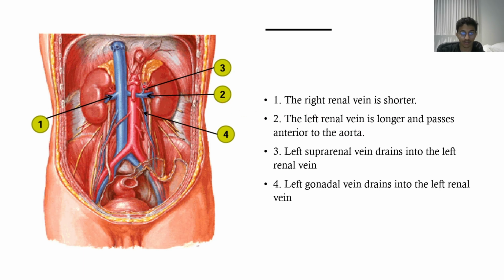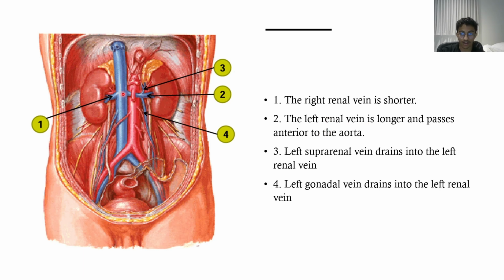Now, special notes about the inferior vena cava: the right renal vein is shorter than the left renal vein. Like we said, the aorta is a bit on the left, the inferior vena cava is a bit deviated to the right. So it makes sense that the left renal vein is longer and the right renal vein is shorter. The left renal vein passes anterior to the aorta, right in front of it.